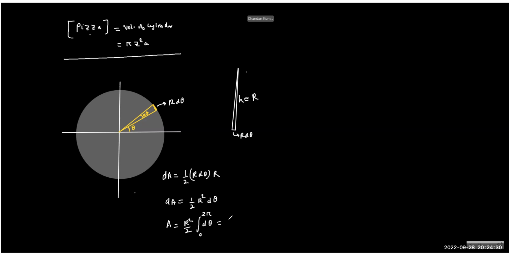So the answer will be r square by 2 into 2 pi, and this is pi r square. Okay. So is this enough? Or can we cut it in other ways also?